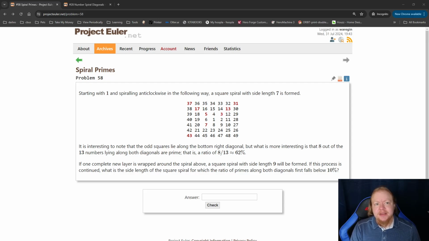Today, we're looking at the 58th Project Euler problem. As always, I will link to the problem and my repo in the description. Let's dive in. Problem 58 is spiral primes.